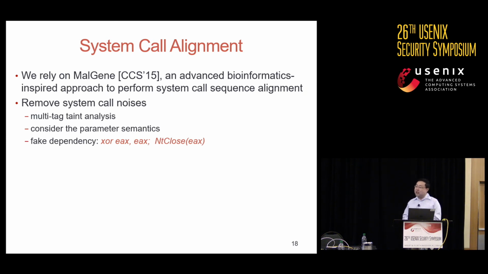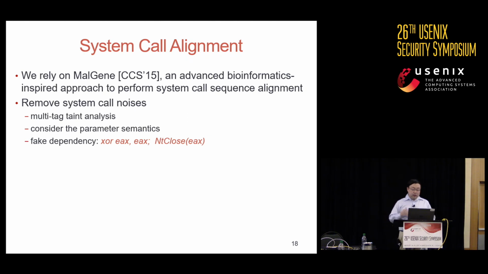So here I will show some technical details of our approach. For the system call alignment, we rely on the CCS15 approach, which is a very advanced bioinformatics-inspired approach to perform system call sequence alignment. Based on that approach, we do some additional work to remove system call noise, because a very common attack on system call comparison is that attackers add many irrelevant noise system calls to complicate these comparisons. Our approach is to perform multi-tag taint analysis to trace the control dependency between the system calls, because for attackers, it's very difficult to manipulate the dependency between the system calls.